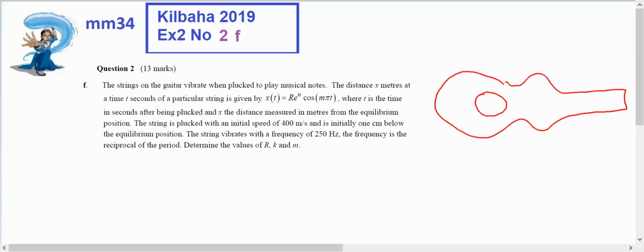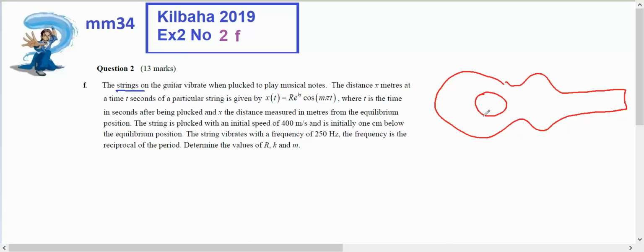This is for Year 12 Methods. It comes out of Kilbaha 2019 practice exam 2, question 2F. So we're still in question 2 concerning our guitar, but we're now talking about the strings on the guitar. So it's got nothing to do with the dimensions of the guitar.